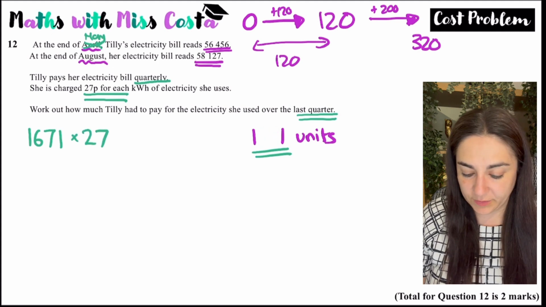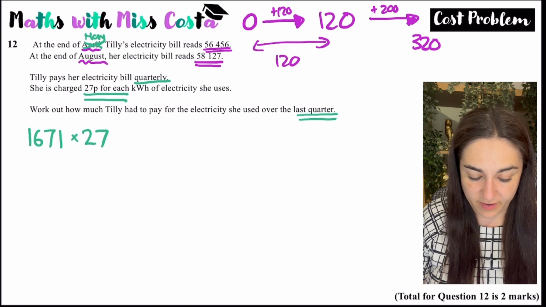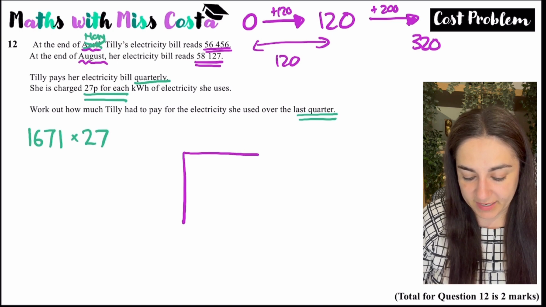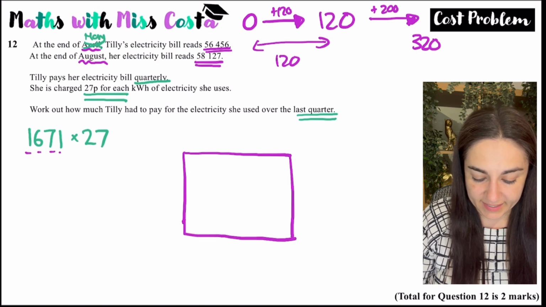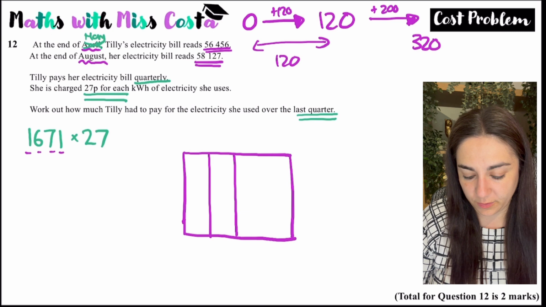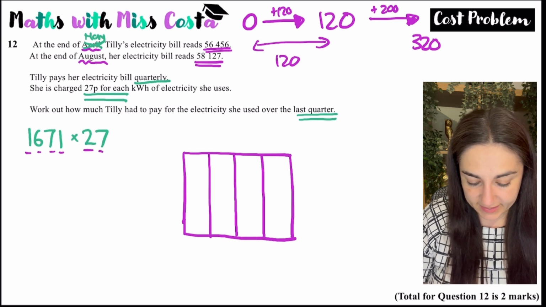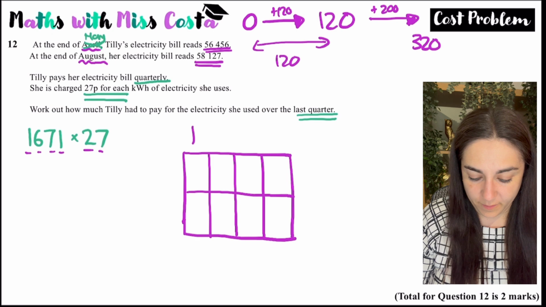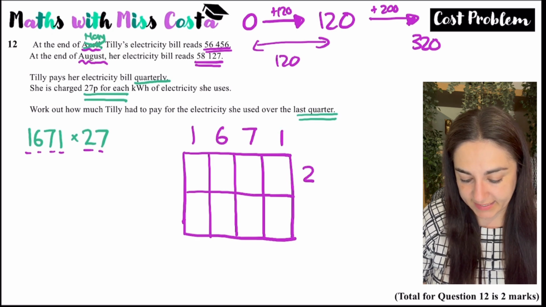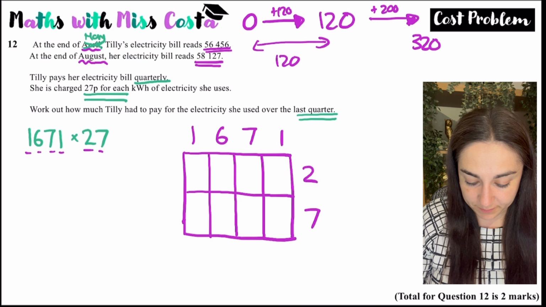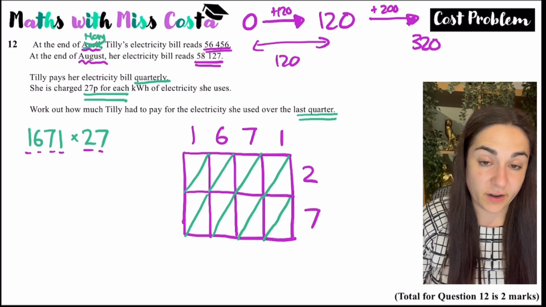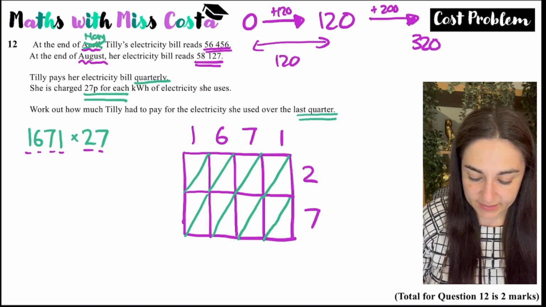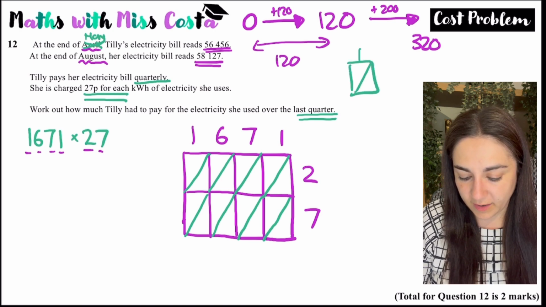Now, there's lots of ways that you can do it. The way that I prefer is using Napier's bones. There's loads of different names for it, but essentially I've got 4 digits here, so I'm going to do 1, 2, 3, 4 boxes and 2 digits here, so I'm just going to write that up here, 1671 times by 27. Then I split each of these boxes into 2 with a diagonal. And then I only ever have to multiply single digits. In the top of the box, I write the tens, and in the bottom, I write the units.